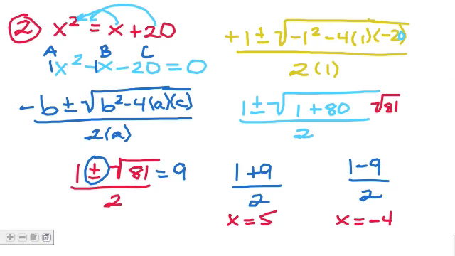All right. Now let's talk about the discriminant. Your discriminant is going to use a different formula. The discriminant formula is going to be b squared minus 4ac. Notice there's no square root. You do not need to use a square root for this.